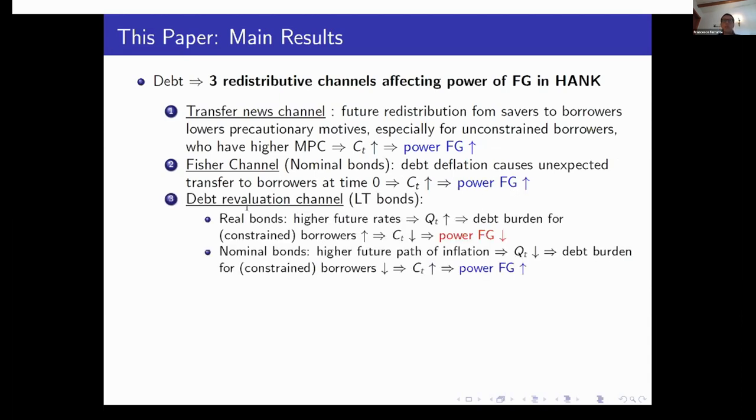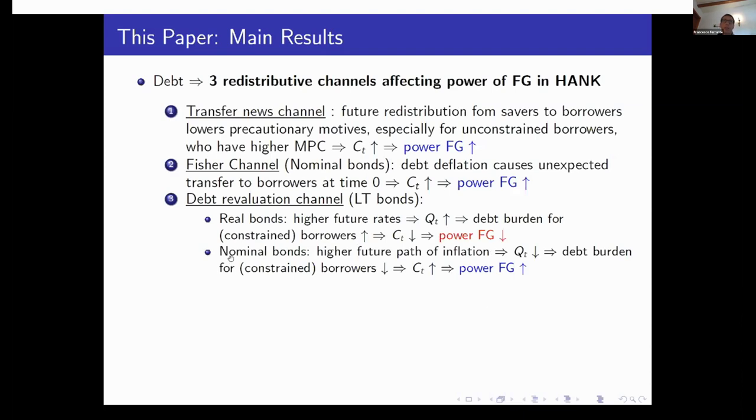Then long-term bonds introduce another channel that we call the devaluation channel. And the impact of the channel changes according to whether we consider real bonds or nominal bonds. Particularly, if bonds are real, higher future interest rates imply that the price of the bonds is going to go up. So the debt burden for constrained borrowers who cannot adjust their bond holding today goes up, so consumption goes down, and this diminishes the power of forward guidance.